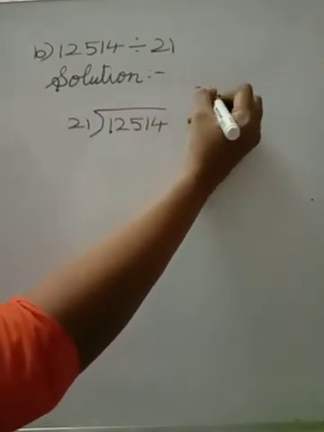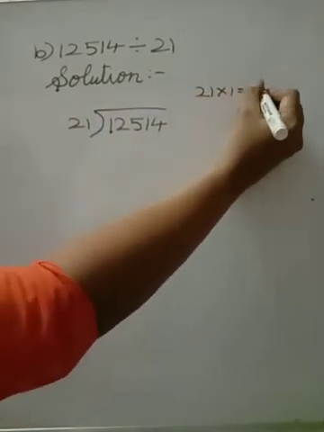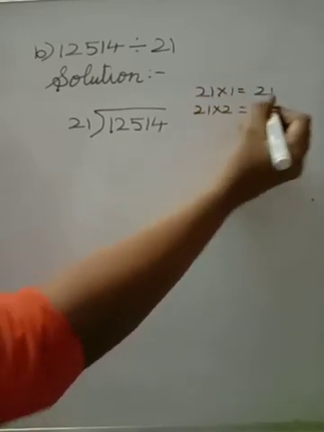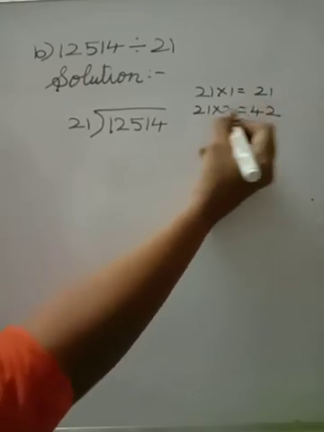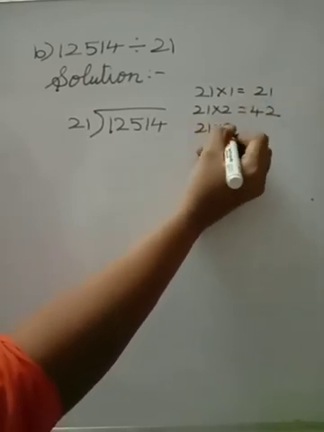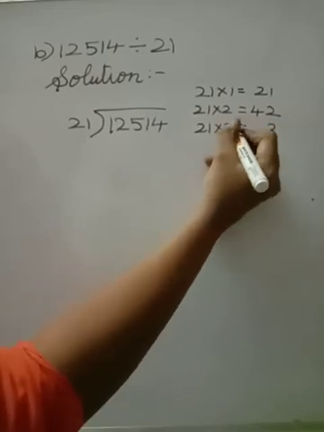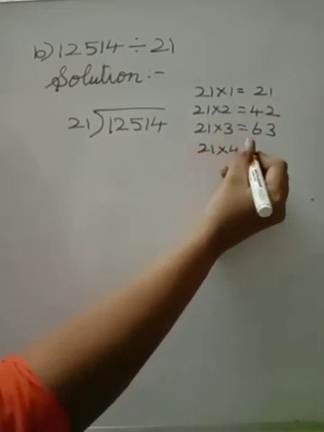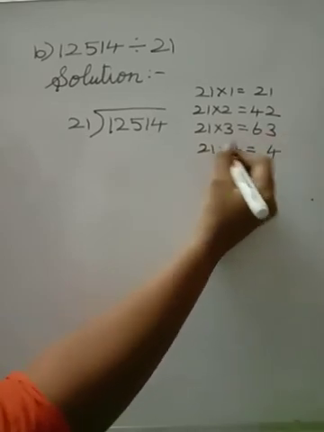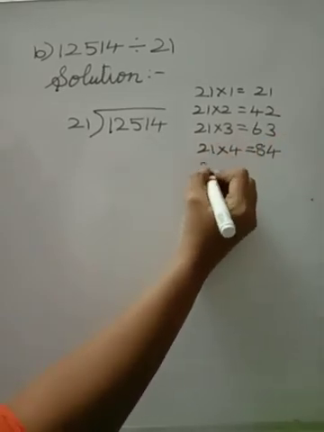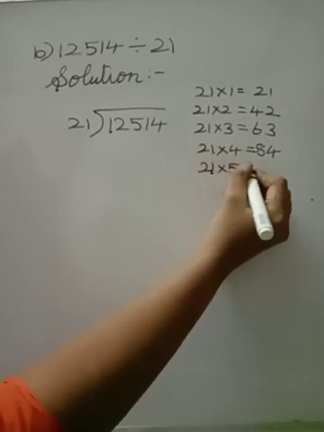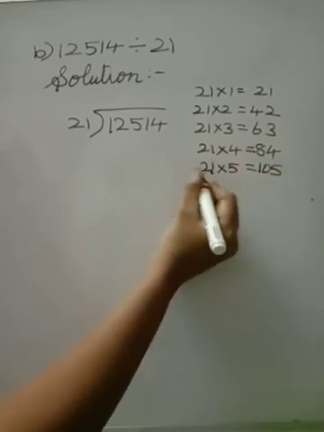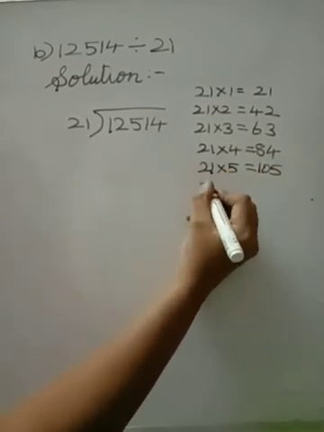Yes. So see here, 21 ones are 21. 21 into 2: 2 ones are 2, 2 twos are 4, so 42. 21 into 3: 3 ones are 3, 3 twos are 6, so 63. 21 into 4: 4 ones are 4, 4 twos are 8, so 84. 21 into 5: 5 ones are 5, 5 twos are 10. Here no number is there, so you can write the 10 as it is, so 105.